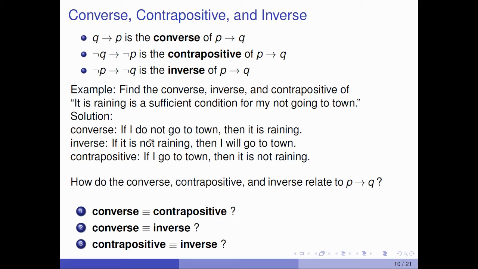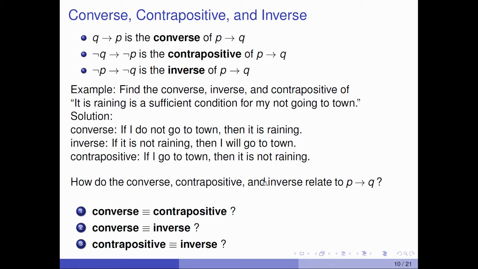You have the contrapositive here. The contrapositive of P implies Q would be switching the roles of P and Q and negating them. So you have a negated one here. You negate also. So if I go to town becomes, if I go to town, then it is not raining.